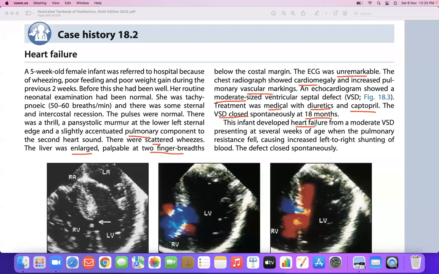The infant developed heart failure from moderate VSD, presenting several weeks of age when pulmonary resistance fell, causing increased left to right shunting of the blood. The defect closed spontaneously. So this was the case here.